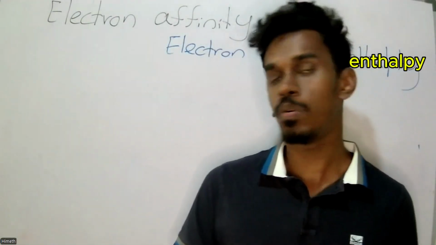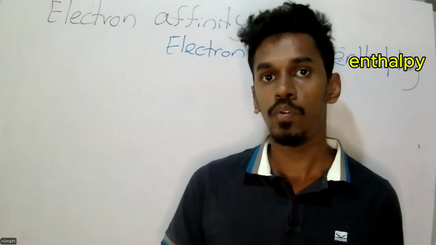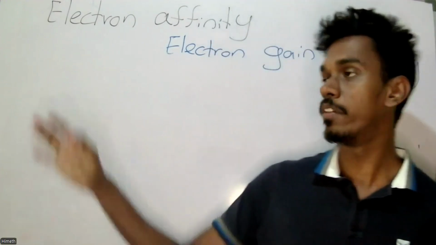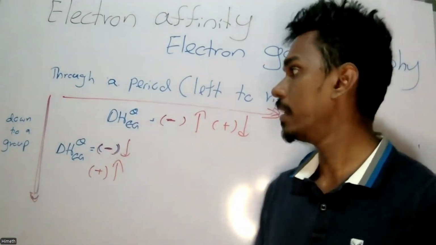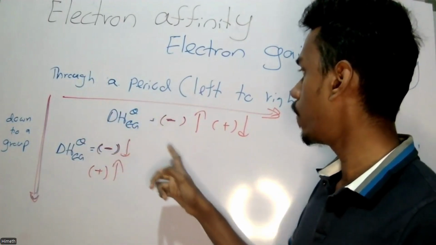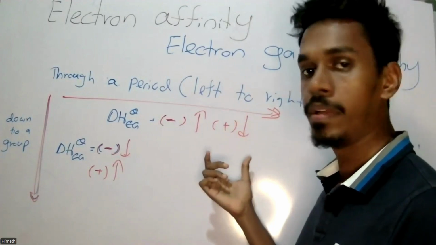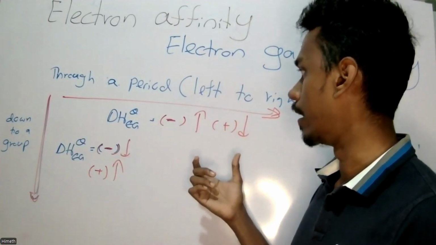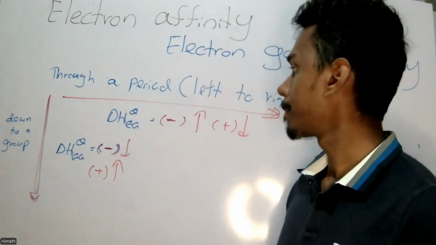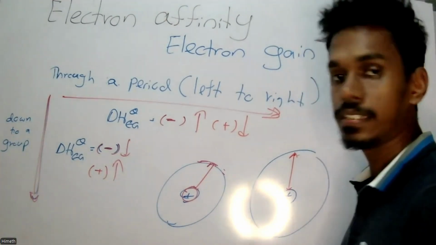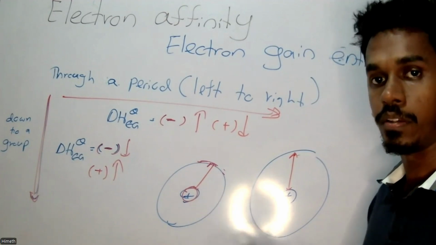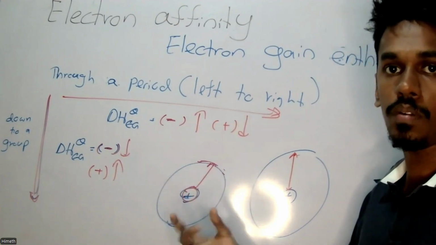So now let's focus on how that electron gain enthalpy varies through the period from left to right. Generally, through a period from left to right, the delta H theta negative value will increase and the positive value will decrease. The reason for that is when we go through a period from left to right, the atomic radius will decrease. So when the atomic radius decreases, the distance between the nucleus and the outer energy state also decreases.